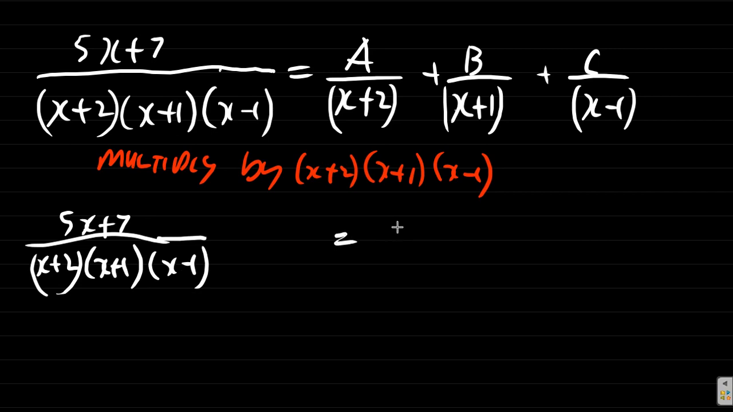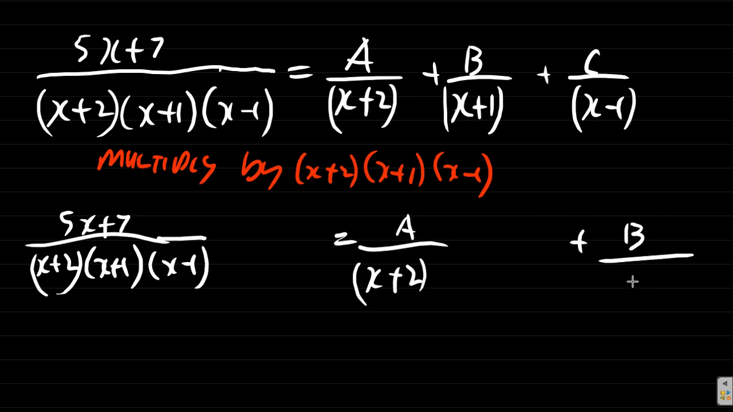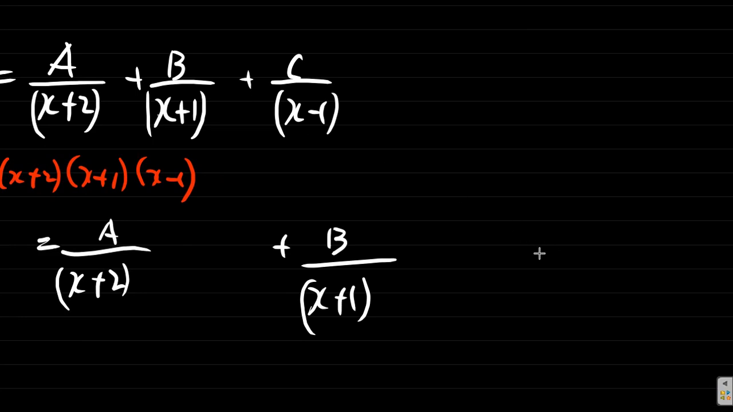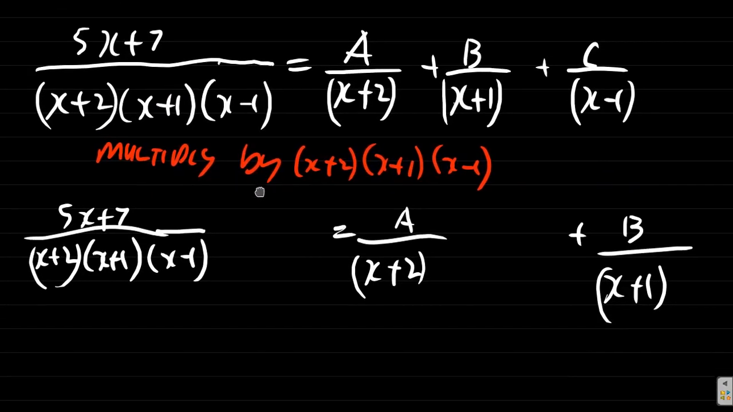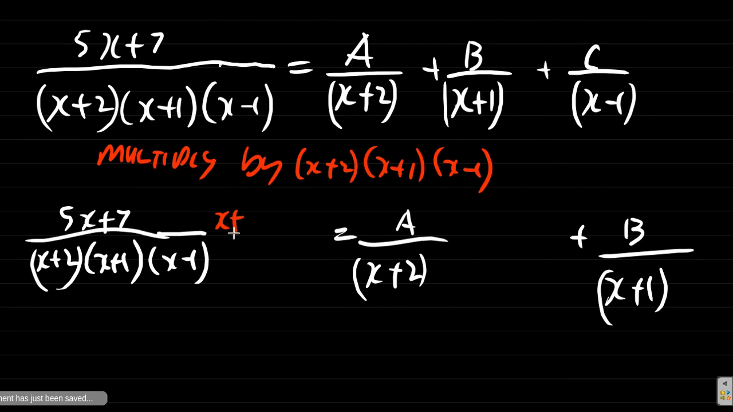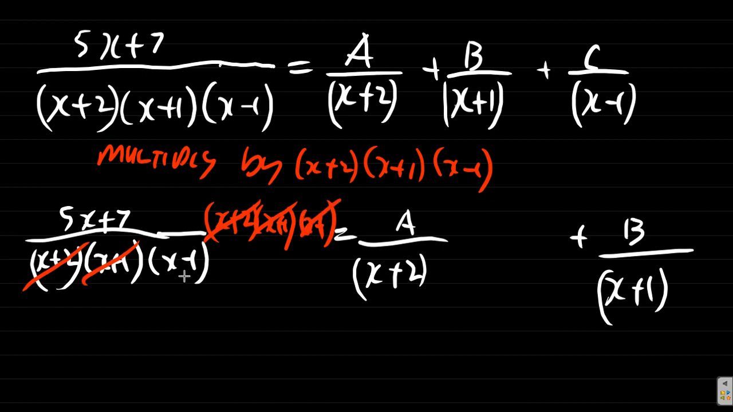equals a over x plus 2, I'm putting some space between them, plus b over x plus 1 plus c over x minus 1. So what's going to happen here? You multiply by x plus 2, x plus 1, x minus 1. What happened? X plus 2 cancels x plus 2, x plus 1 cancels x plus 1, x minus 1 cancels x minus 1. So you only will have 5x plus 7 here.